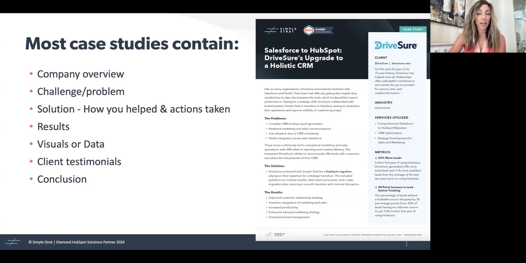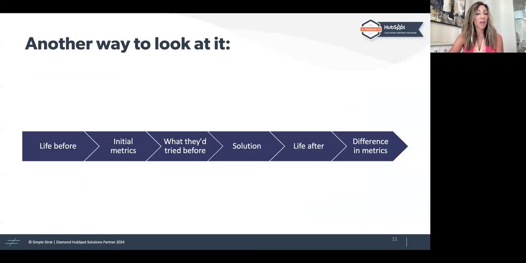So if we're looking at the recipe for a good case study, these are your 1, 2, 3, 6, 7 ingredients. So, the 7 ingredients. Now, here's another way to look at it.